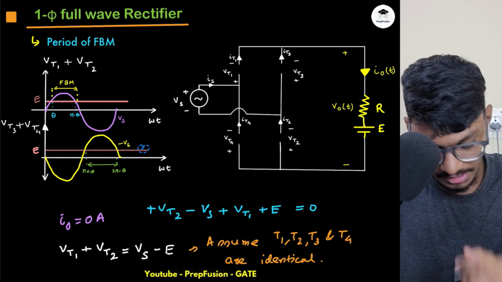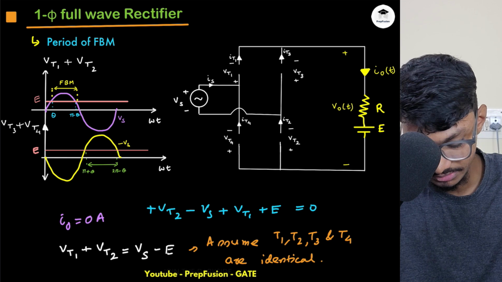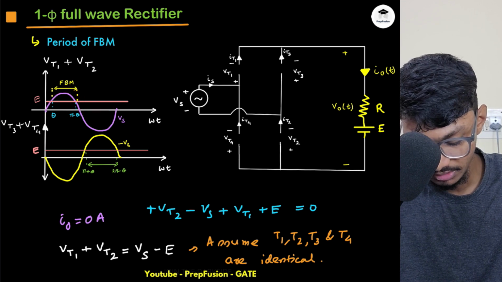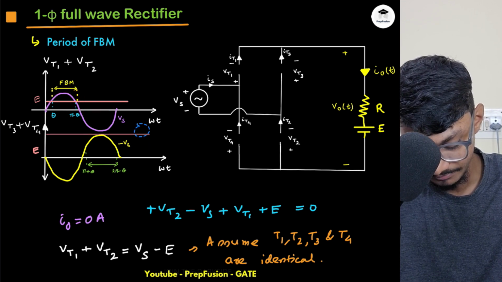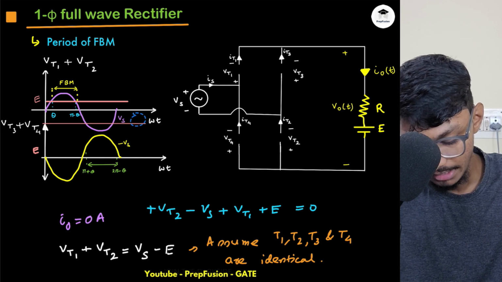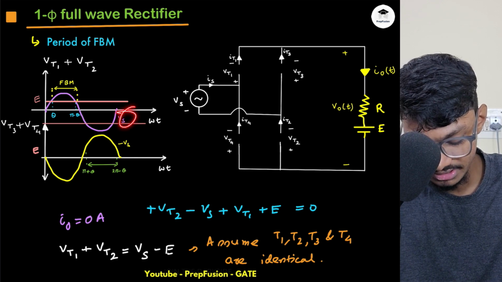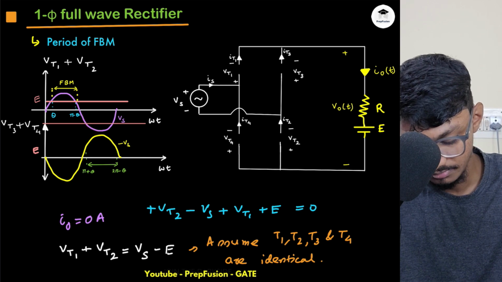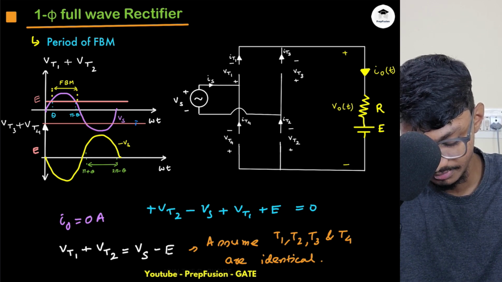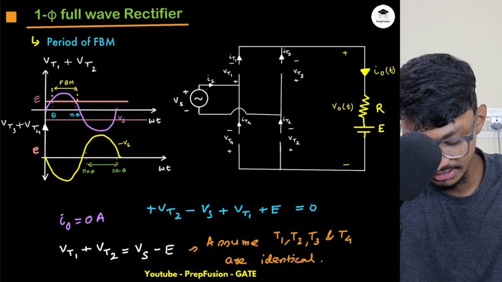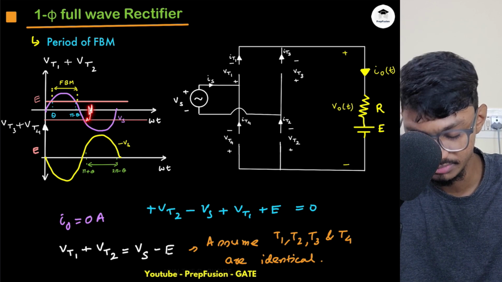So here, this is my actual Vs waveform. Where will the minus E lie? Minus E will lie here. And my Vs is less than minus E. In pi plus theta, Vs will be less than minus E. Why? Because as I increase, let's say this is pi plus theta, and here there is minus E.